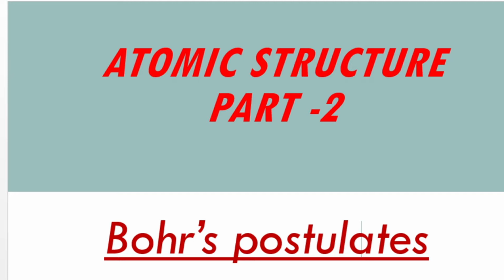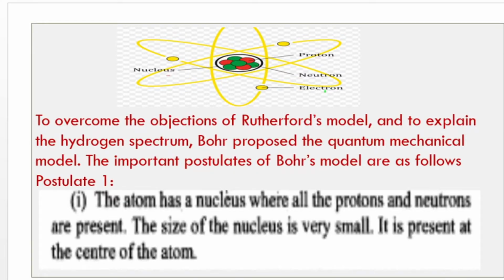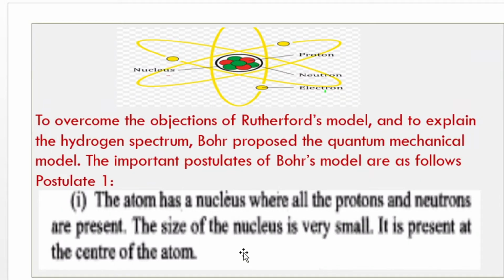So, as you know, Rutherford was not able to explain his model properly. It has some drawbacks. These drawbacks were overcome by Bohr in his theory. Coming to Bohr's postulates, the first postulate is just the revision of Rutherford's concept, which is similar to our solar system. This concept says that electrons are revolving around the nucleus in specific orbits.